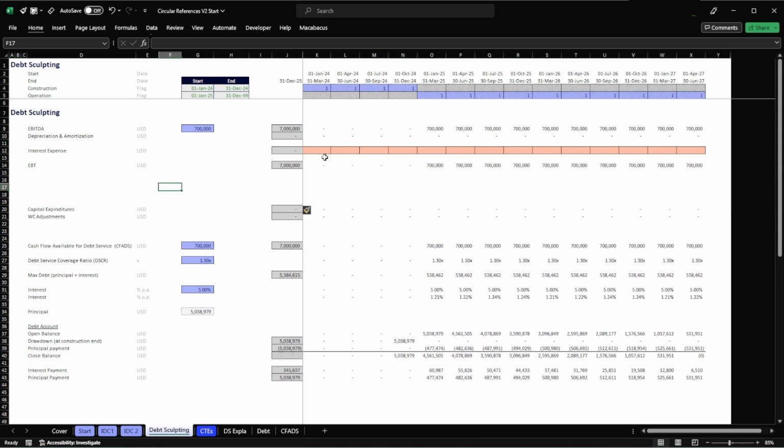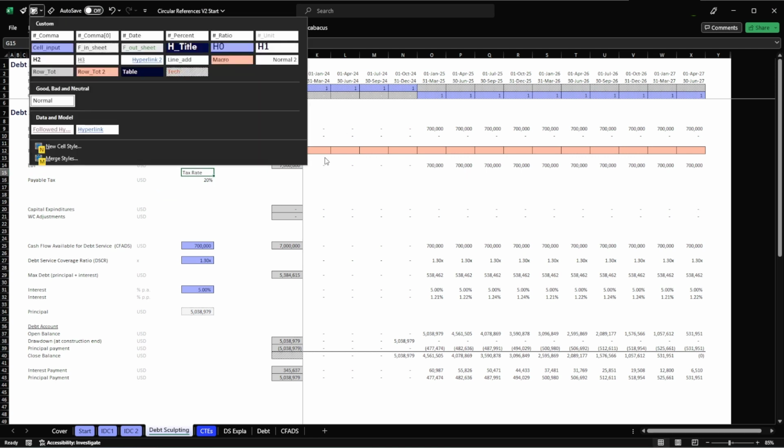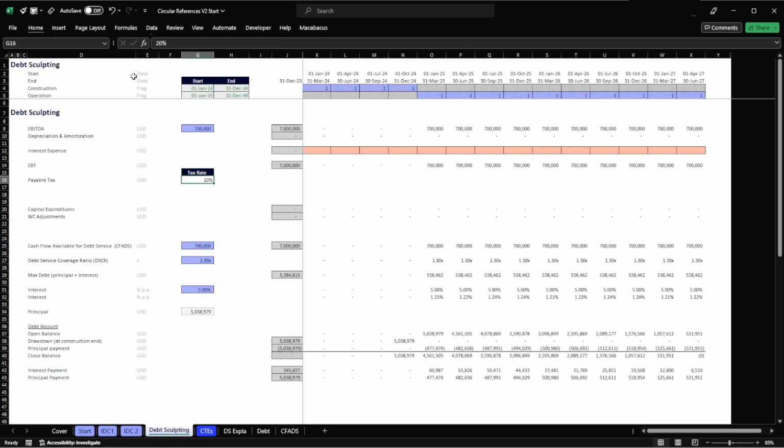Let me add a few more rows in here. Then we're going to have our payable tax, and then we have to come up with a tax rate. Let's say it's going to be in USD. We're going to have a 20% tax rate. This is going to be a percent, and an in-sheet formula here.